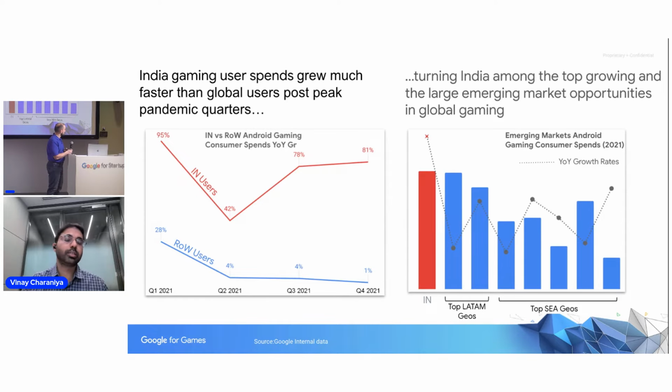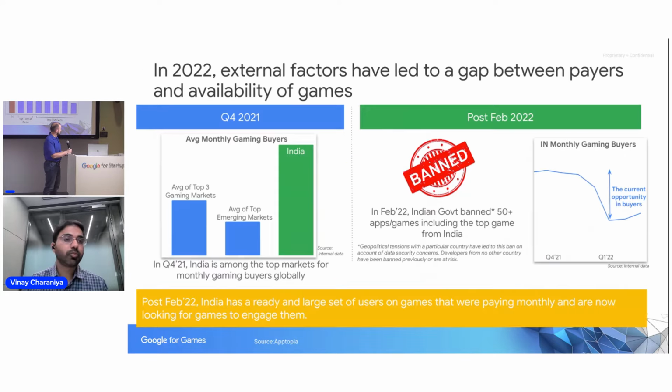So that's how large the opportunity is, and growing 80%. So yeah, that's on the size of the opportunity in India. And here's something very interesting that happened in 2022. There were a bunch of external factors that have created an even better opportunity for global developers. Let me first explain in terms of what kind of buyers we existed.